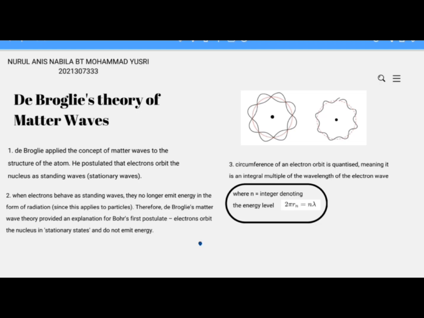So this is the Bohr postulate of the atom. Next, the circumference of an electron orbit is quantized, meaning it is an integral multiple of the wavelength of the electron wave. So this is the formula, where n is the integer denoting the energy level.